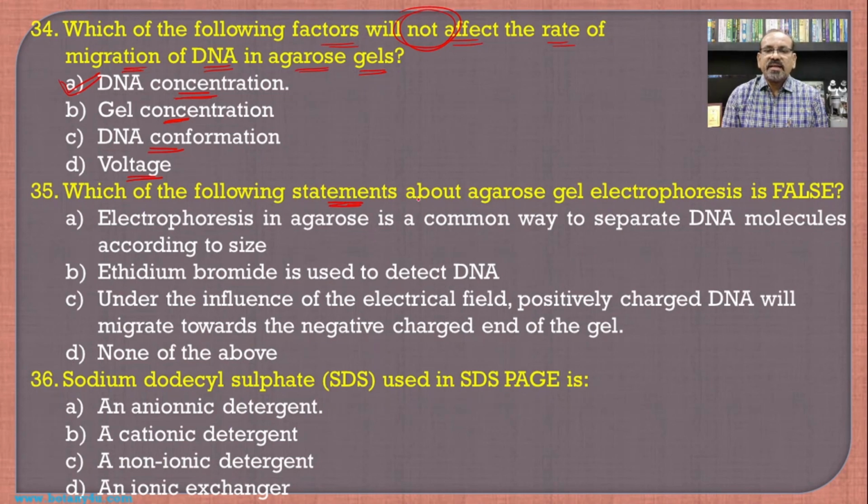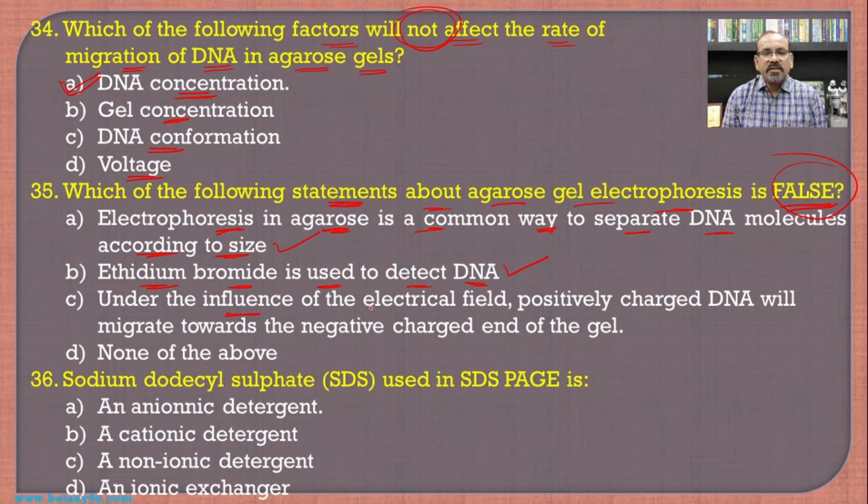Then which of the following statements about agarose gel electrophoresis is false? Keep in mind, we are asking for the false one, which means we must identify which are the correct ones. Electrophoresis in agarose is a common way to separate DNA molecules according to size, and this is the correct statement. Then ethidium bromide is used to detect the DNA, as we have seen earlier, with development of the orange color when observed under ultraviolet light. So this is also the correct one.